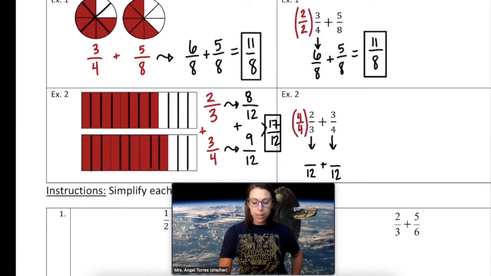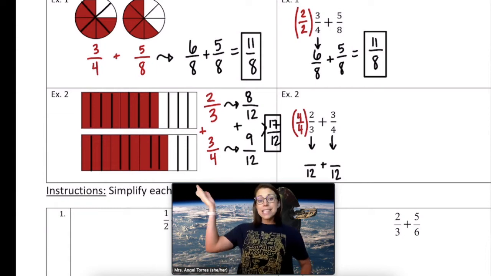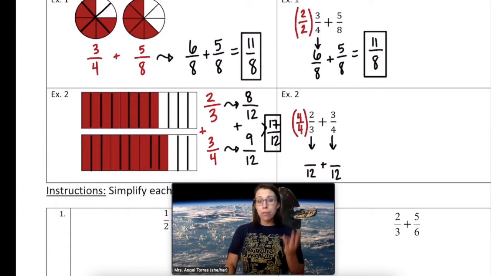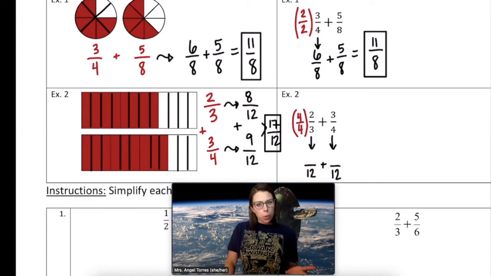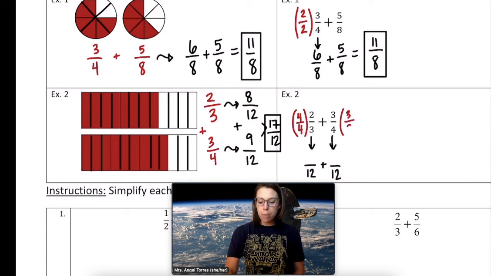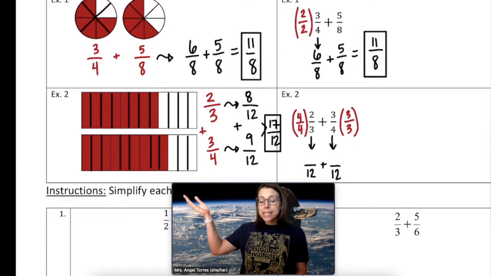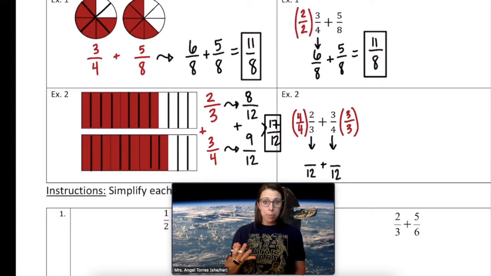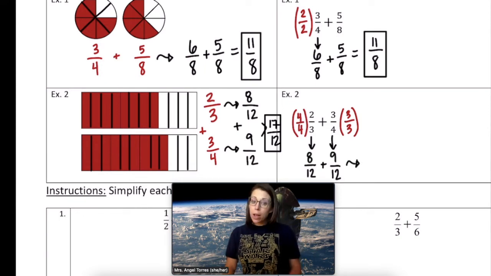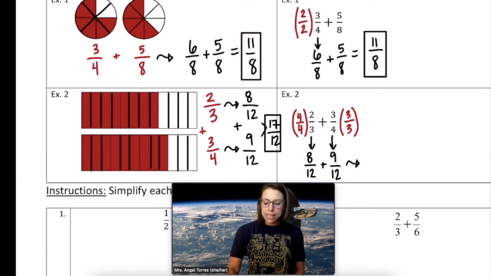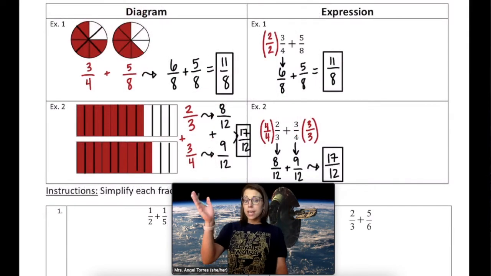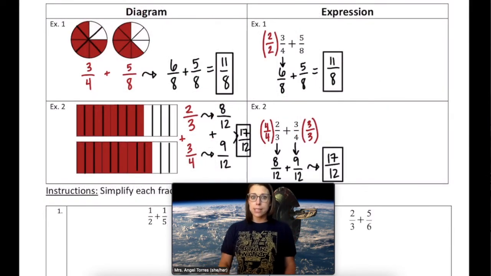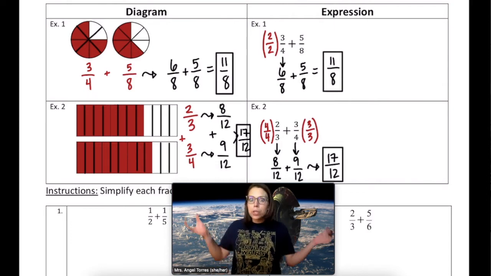So I'm going to multiply 2/3 by 4/4. That's the same idea as breaking up each third into 4 pieces. How do I change fourths into 12ths? 4 times 3 is 12. So I'm going to multiply my 3/4 by the big one 3/3. That's the same idea as breaking up each fourth into 3 pieces. Now let's simplify. 8/12 plus 9/12 is 17/12. So whether you're using a diagram or an expression, the rule stays the same. You cannot add fractions that are different sizes. They have to be the same size for you to be able to total them up.